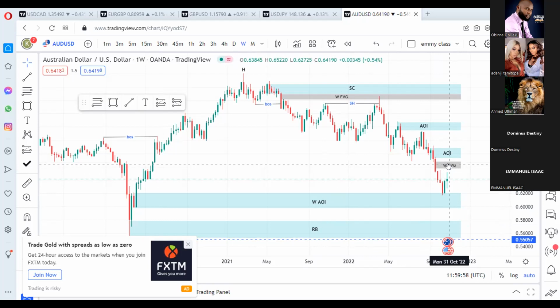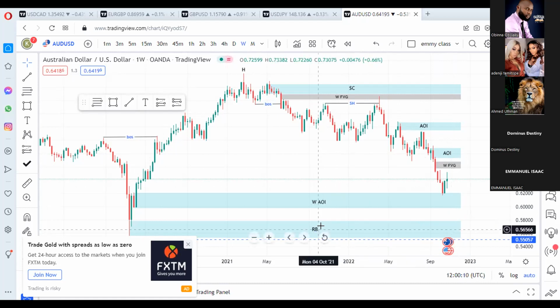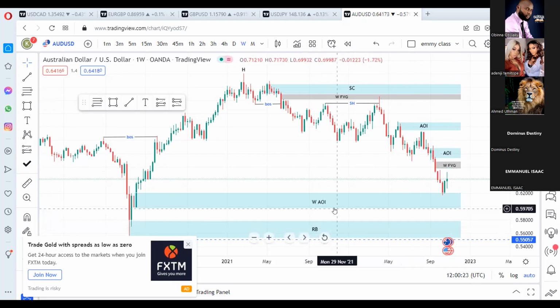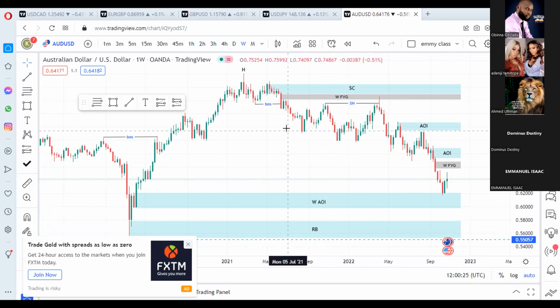Right on. All right. So if the market didn't respect this fair value gap, I'm expecting the market to reach my area of interest to retrace back to this rejection block right here. So generally, I will be looking for an opportunity to sell from this weekly fair value gap and this area of interest down to this rejection block right here. So that's all I have for the weekly time frame.